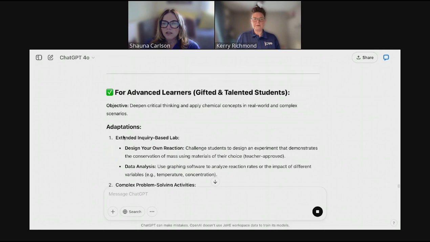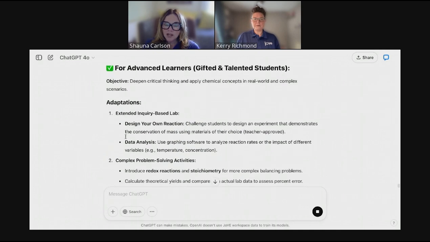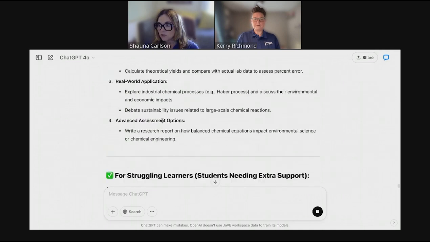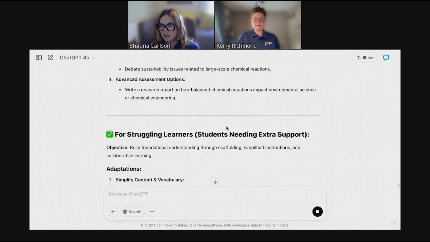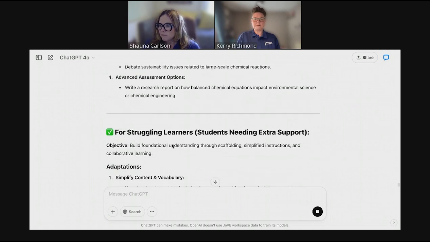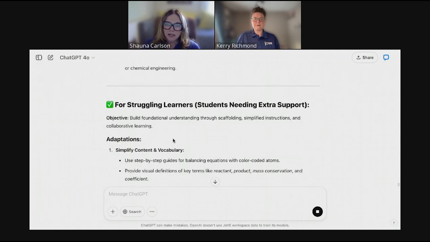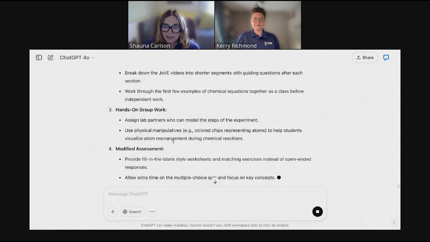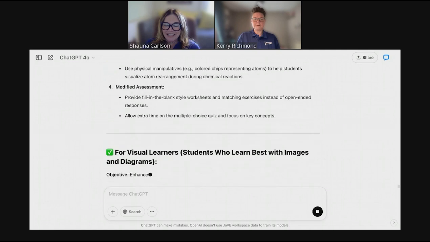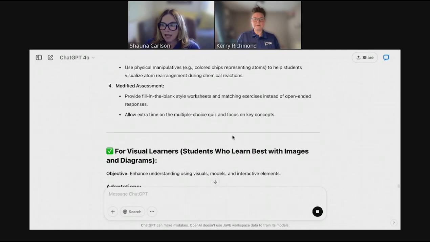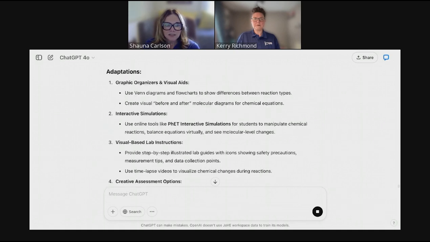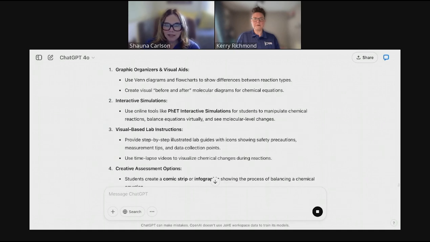So you'll see that populating here, and it might take a little bit, but if you think about how much time you're saving, as you can see how quickly ChatGPT is spitting out all these different lesson plans for different learners as well, it's pretty impressive how quickly it can move. All right, so let's move back in to the presentation here.